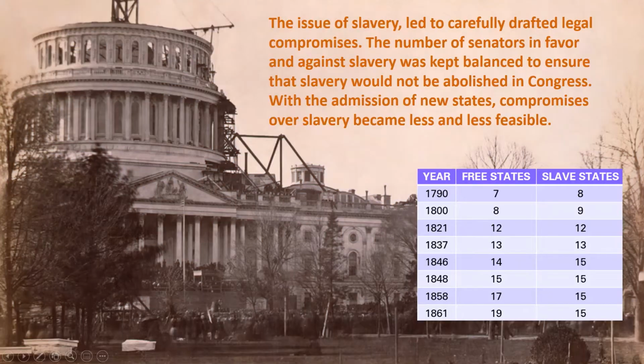Breakdown of compromise. The issue of slavery led to carefully drafted legal compromises. The number of senators in favor and against slavery was kept balanced to ensure that slavery would not be abolished in Congress. With the admission of new states, compromises over slavery became less and less feasible.